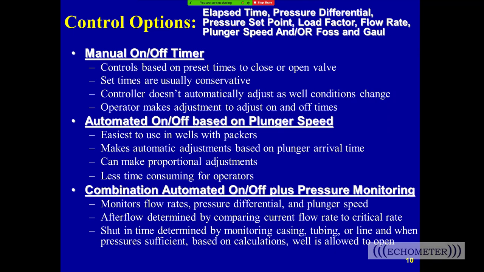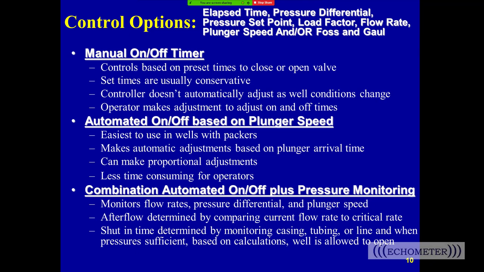Now the controllers, there's all kinds of controllers, and the simplest one is typically time. And a lot of times when you use a manual on and off timer, the operator is often concerned the plunger comes up, and often he'll say something like, if my plunger comes up, that's good enough. And what that means, though, is that often the well's not optimized. So when I see a well that's on a manual timer, I often think that it's probably not optimized, and more gas could likely be produced from that well.